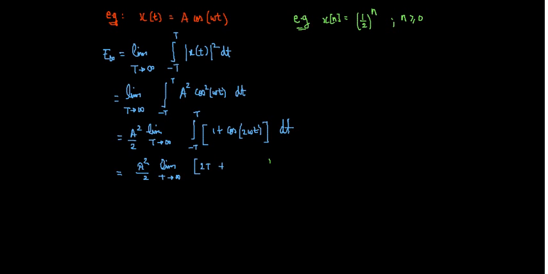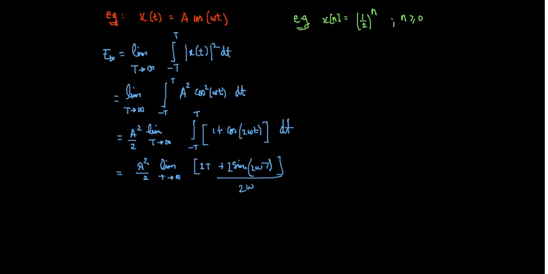I will take the minus common, right? Integration of cos. So it will be sine 2 omega t divided by 2 omega. As that is also constant, I can take it outside. What happens with the value as T tends to infinity?